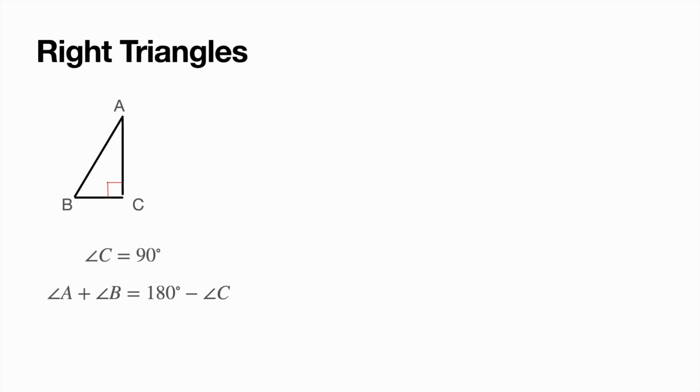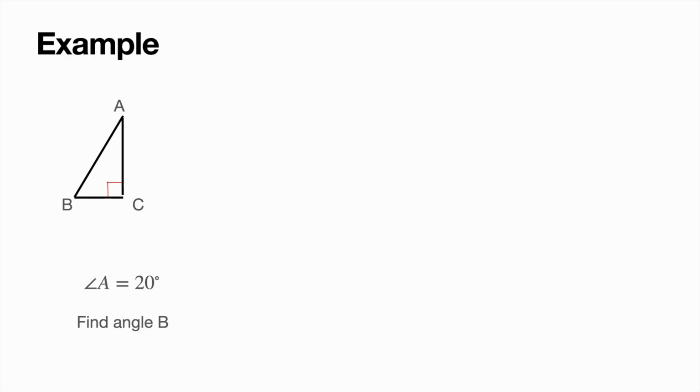We know that angle A plus angle B is 180 degrees minus angle C. And angle C is 90, so angle A plus angle B is 90 degrees. So that's a property of the right triangle. It has one angle that's 90. Also, the summation of the other two angles is also 90.